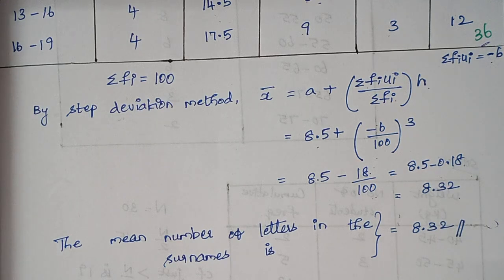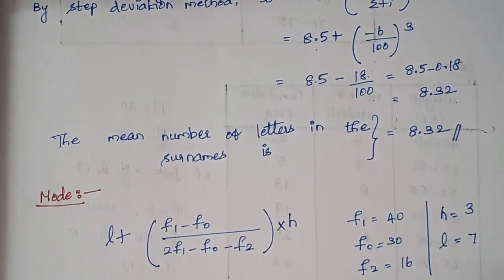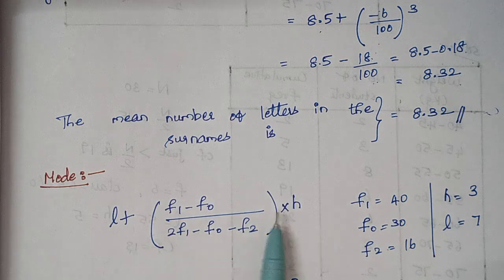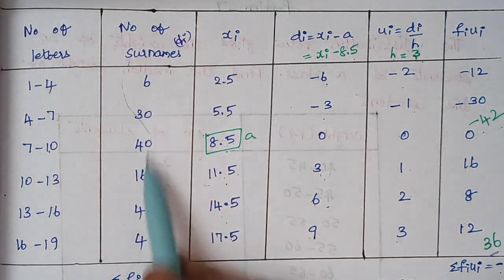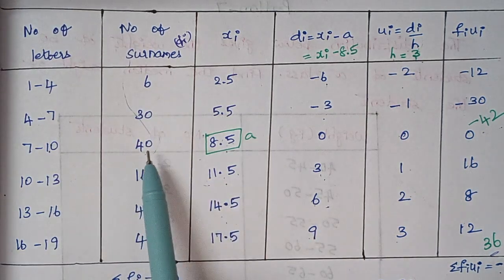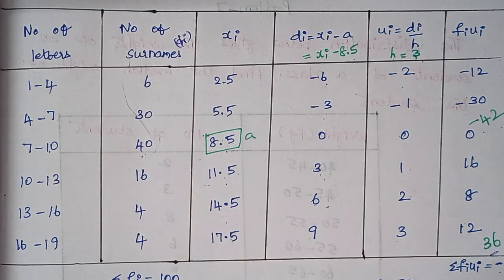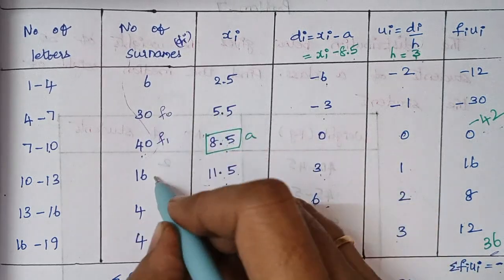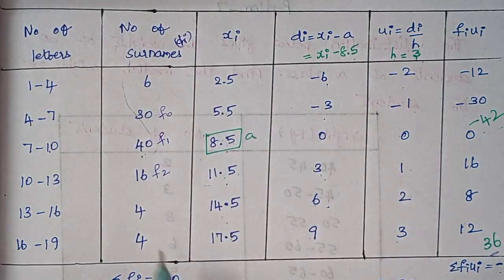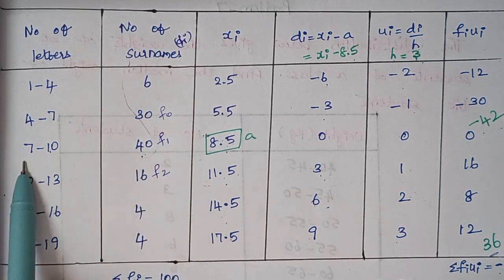Now we will proceed with our mode. So here mode is given by L plus F1 minus F0 divided by 2F1 minus F0 minus F2 into H. So here again we can have the same tabulation and we can pick all these values. So regarding mode, we should select the highest frequency or maximum frequency. So in these frequency values, the highest frequency value is 40. So this is the value of F1. Obviously, F0 is 30 and F2 is 16. So the class corresponding to the maximum frequency is 7 to 10.